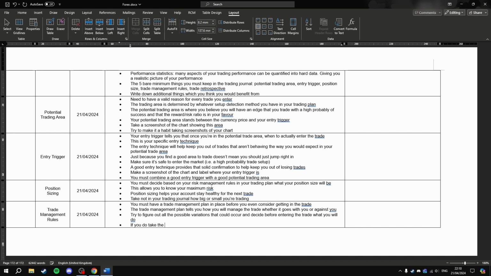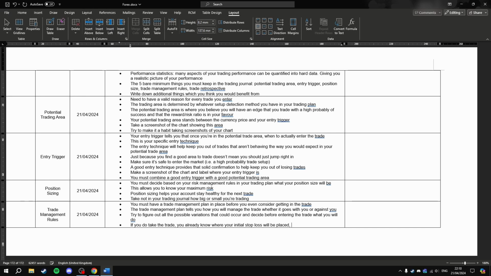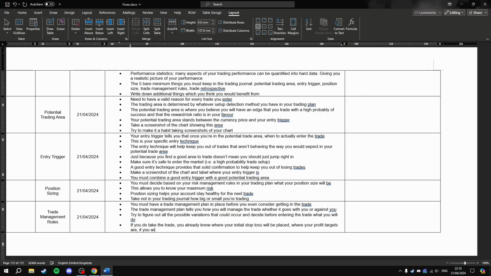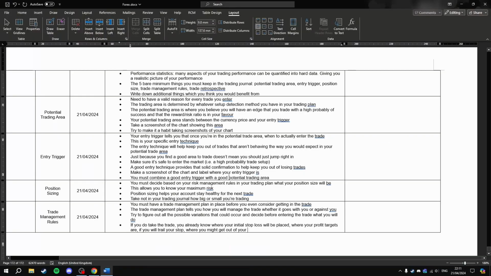If you do take the trade, you already know where your initial stop loss will be placed, where your profit targets are, if you will trail your stop, where you might get out of your trades early, etc.